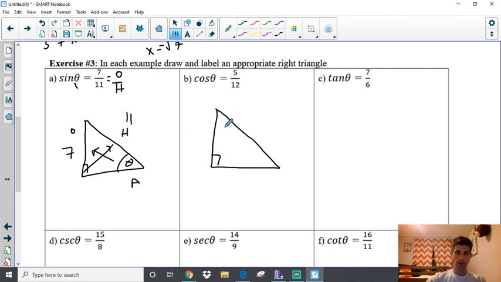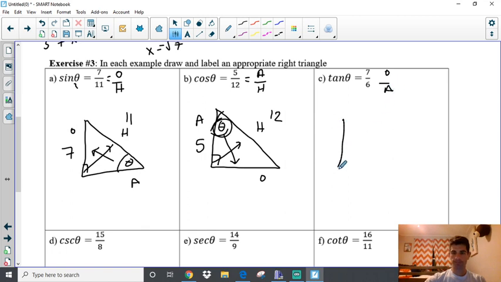Okay, cosine, same question. Here's my right triangle. Let's put theta up here now. Here's the H. Since theta is there, this is going to be the opposite side, and this is going to be the adjacent side. So cosine is A over H. So the A is 5 and the H is 12. As long as I have this labeled, it doesn't matter if it's up here or down there, you're good to go. Tangent is opposite over adjacent. We'll put theta right down here. So the opposite side is 7, the adjacent side is 6.